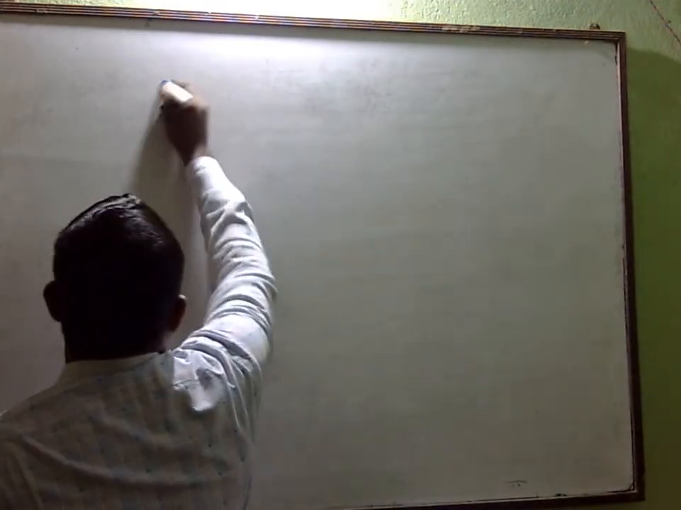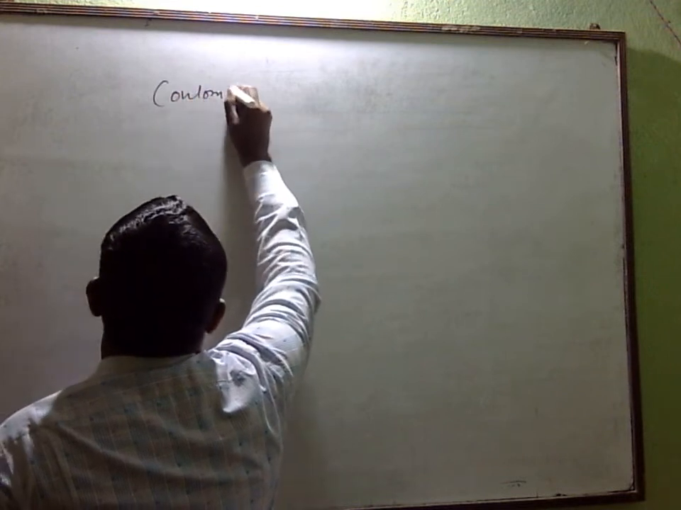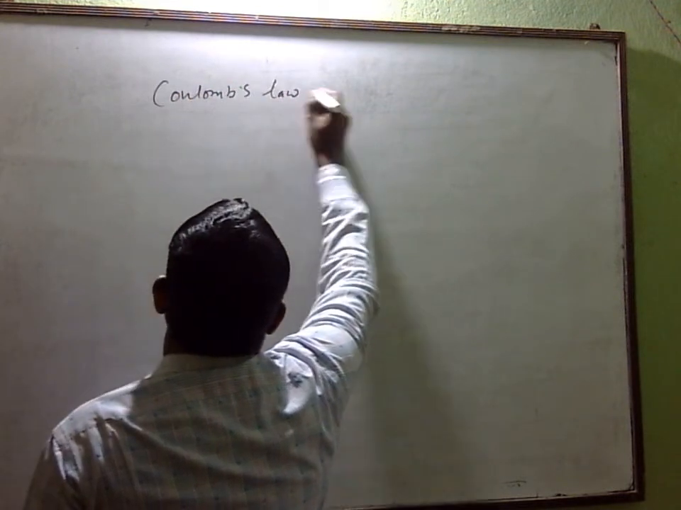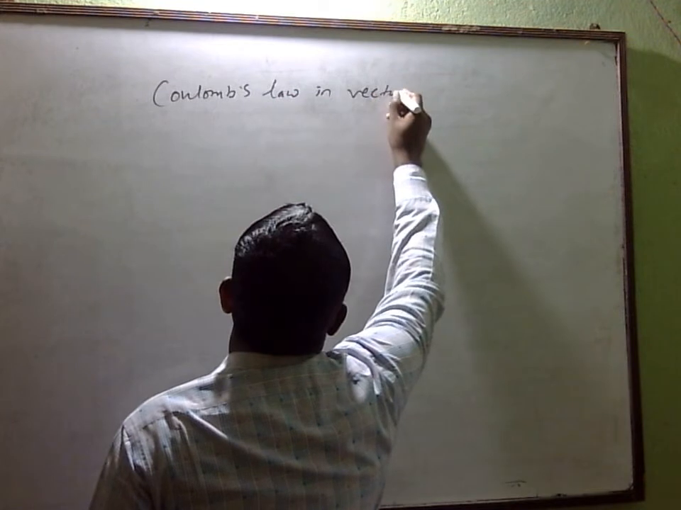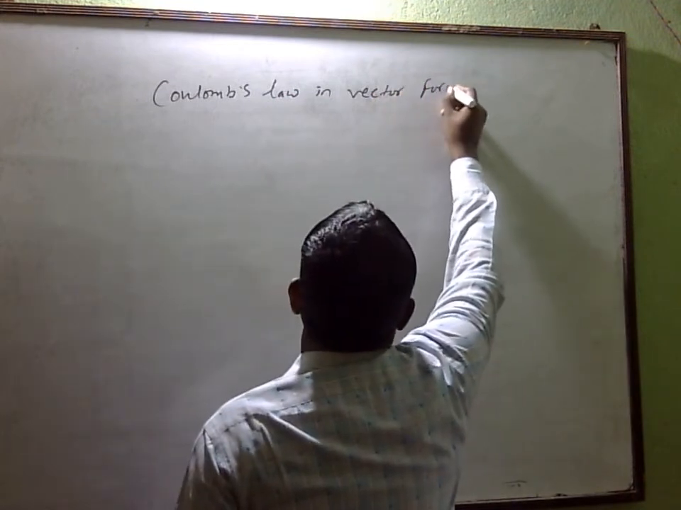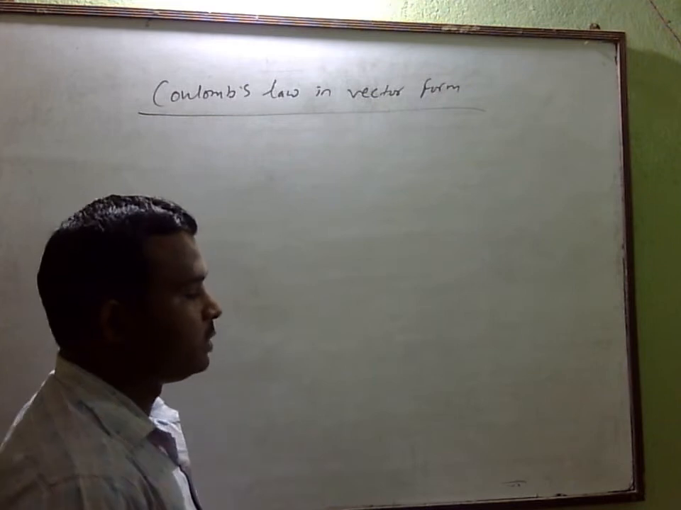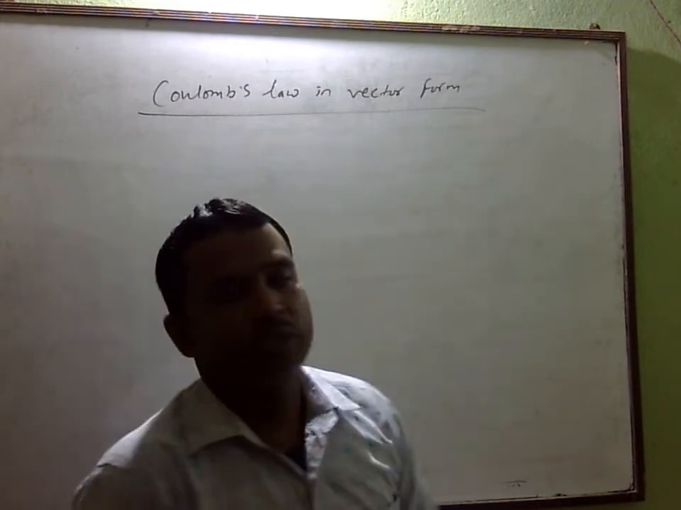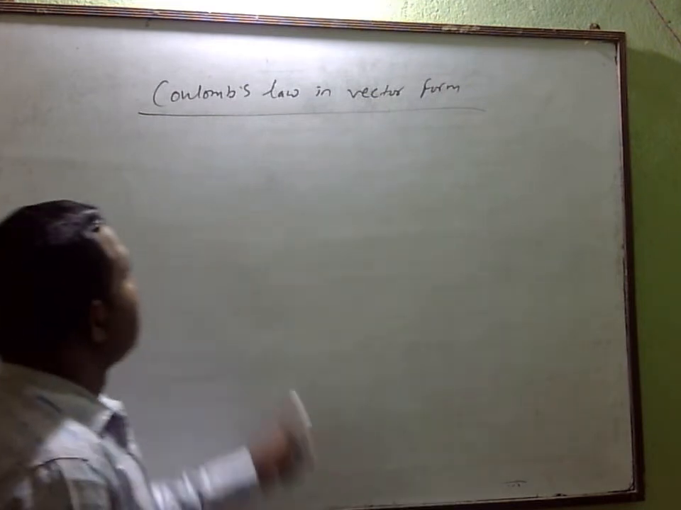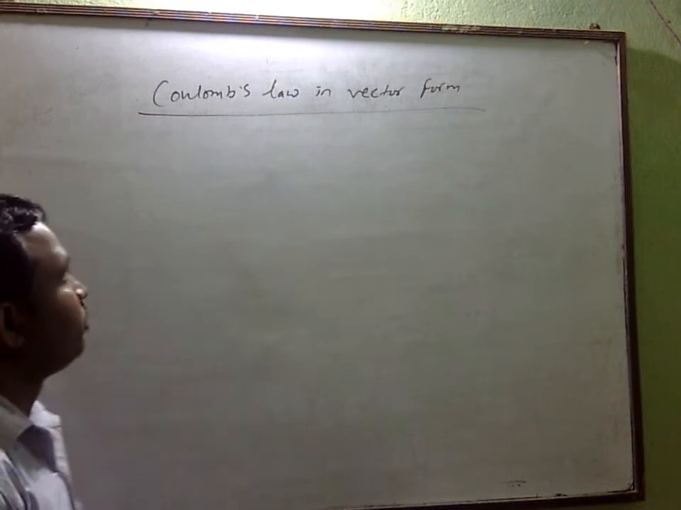And one more formula that is very important, Coulomb's law in vector form. Okay, this is the question. This is a very important question for class 12 students. Okay, we have the question Coulomb's law in vector form.